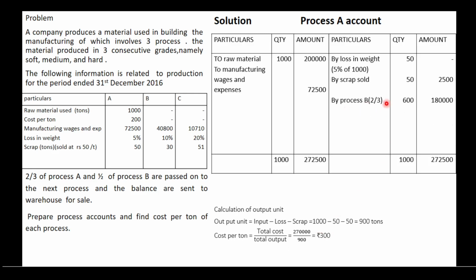And the remaining 1/3, after 2/3 is transferred to the next process, the balance portion has to be sent to the warehouse. By warehouse, that is 1/3, meaning 900 into 1/3. So now the number of tons is 300 tons. These 300 tons are multiplied with the cost per ton, so the warehouse amount comes to 90,000 rupees.